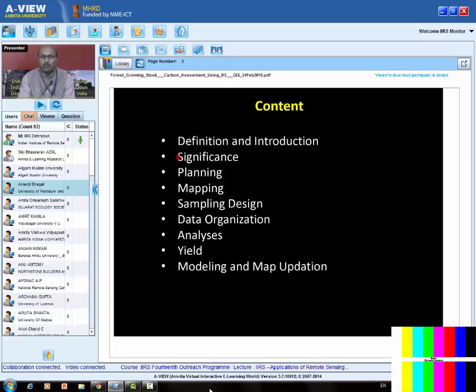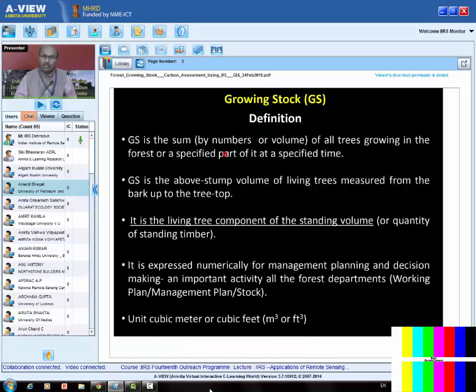We can also use the satellite data where we have the pixel information which can relate to the growing stock or volume or carbon available per pixel, and then we can do the modeling and prepare a map which will show the geospatial distribution of the volume as well as growing stock as well as the carbon in the entire study area. So let us start with the growing stock definition.